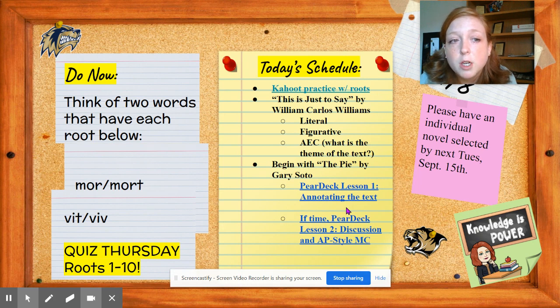Make sure, especially if you're at home, that you're reading the emails I'm sending you, and please communicate with me if you're struggling. If I see that you're not turning in assignments, I will specifically reach out to you and find out what's going on.